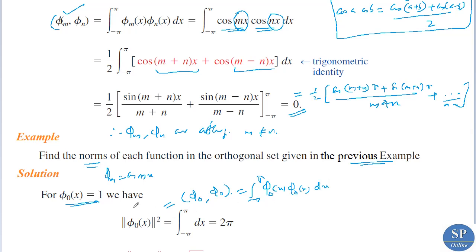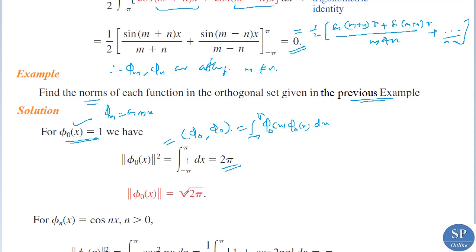phi naught of x is equal to 1, so integral of 1 into 1 dx, integrating this we get x from minus pi to pi, that is pi minus minus pi, that is 2 pi. So the square norm of phi naught of x equal to 1 is 2 pi. Therefore, the norm is square root of 2 pi. Here the interval is minus pi to pi. Norm of 1 in the interval minus pi to pi is equal to square root of 2 pi.